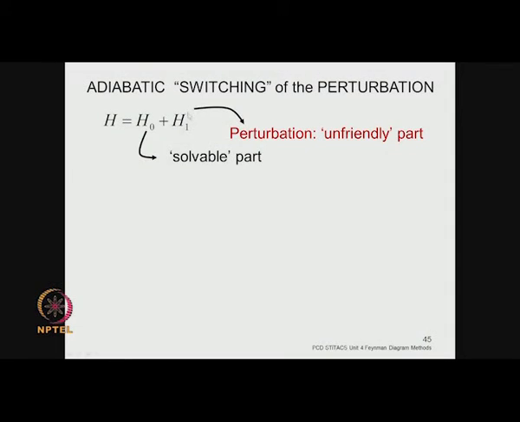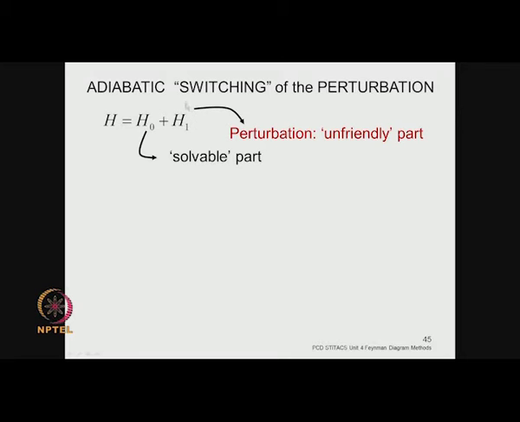So, perturbation theory does not work. Perturbative methods are not always successful, okay? And that is the reason you have to develop these new techniques, which is why we are getting into Feynman diagram methods, and you have this unfriendly part which you cannot handle using perturbative methods. The perturbation series does not converge, and you have to find some mechanism to deal with this.